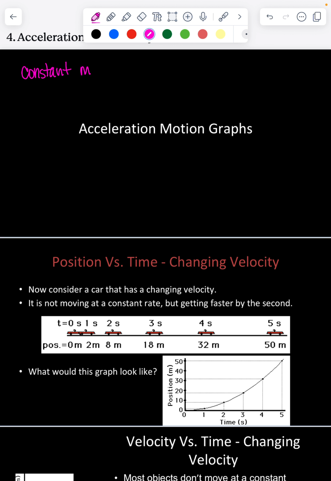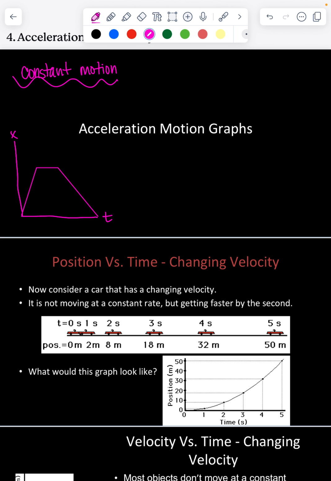graphs. All right, so with our constant motion graphs, I want you to draw this position versus time graph. All right, so we're going to have this, and then this, and then this. Okay, so if you are looking at that position versus time graph, we should be able to see these and be able to tell so much about them.